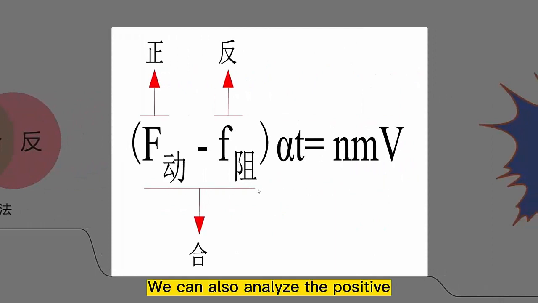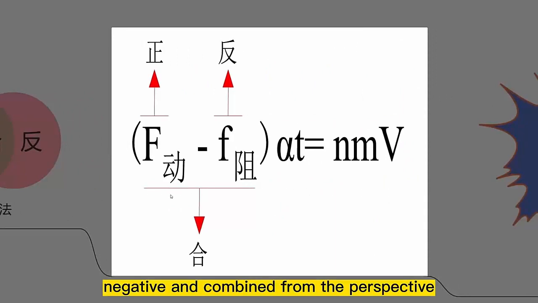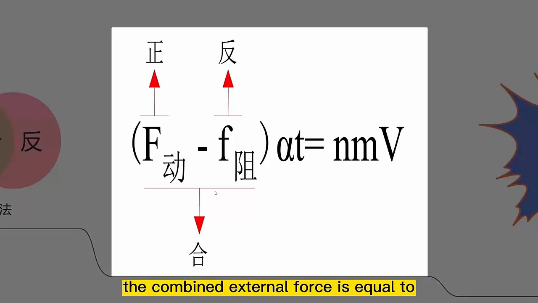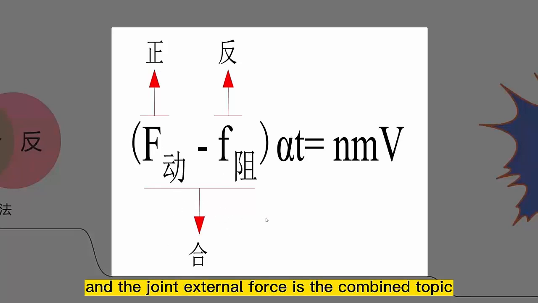We can also analyze the positive, negative, and combined from the perspective of the generalized momentum theorem. The combined external force determines the result. The combined external force is equal to the power minus the resistance. The power is the positive topic, the resistance is the negative topic, and the joint external force is the combined topic.